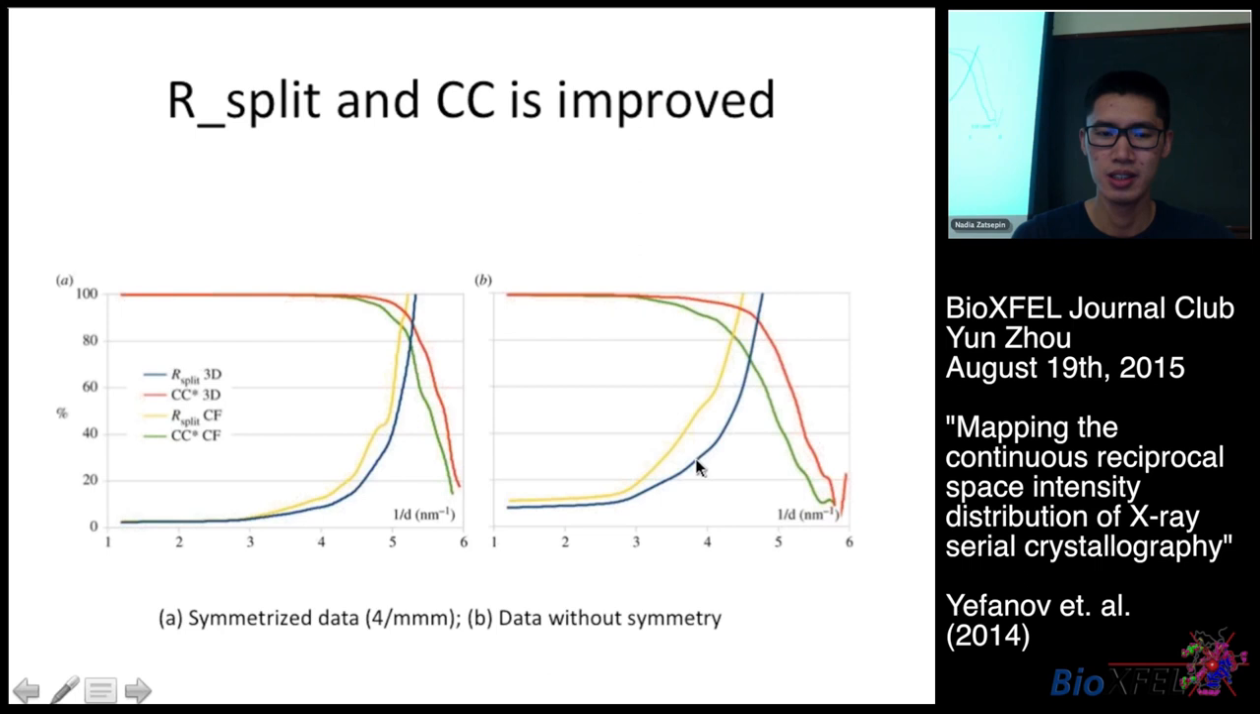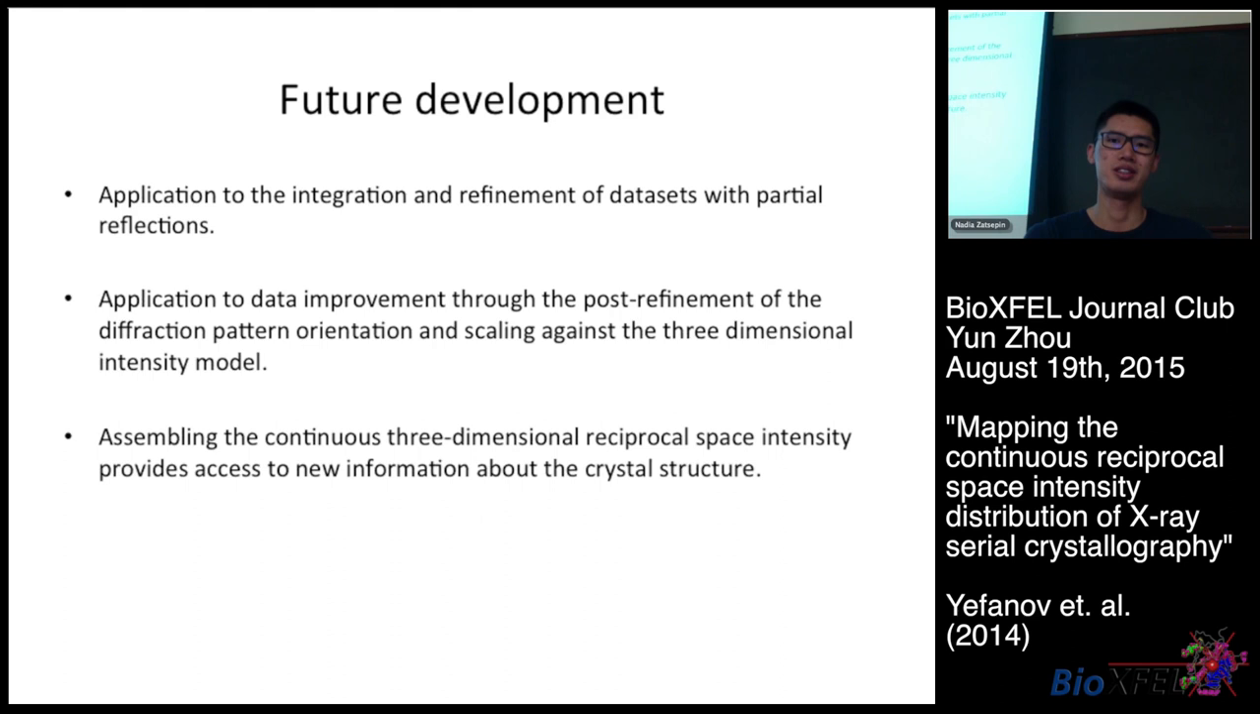In the future development, this is an application to integration and the refinement of a database with partial reflections. For partial reflections, because the Ewald sphere only cuts a part of the Bragg spot, you get partials. And because this method maps everything back to reciprocal space, it can potentially relieve the partiality problem.